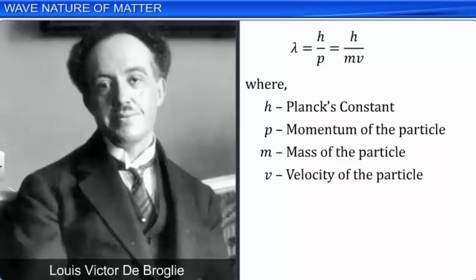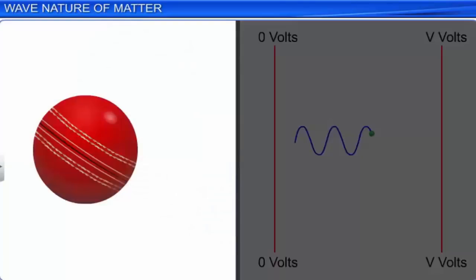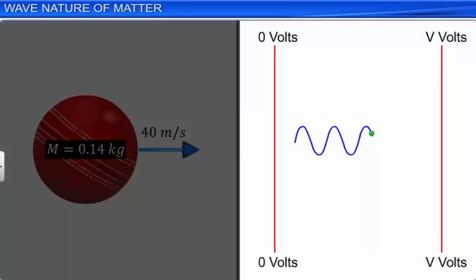The dual nature of matter is evident in the de Broglie equation. The left-hand side of the equation has the attributes of a waveform, while on the right-hand side are the typical attributes of a particle. Let us calculate the de Broglie wavelength of a cricket ball of mass 0.14 kilogram moving with the velocity of 40 meters per second, and an electron of mass m and charge e accelerated through a potential V, and compare the impact of de Broglie wavelength on matter.